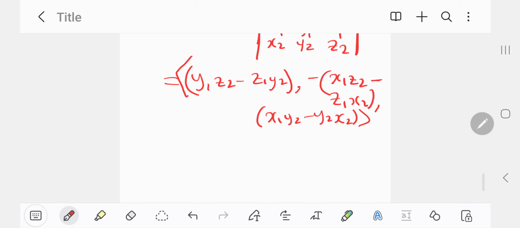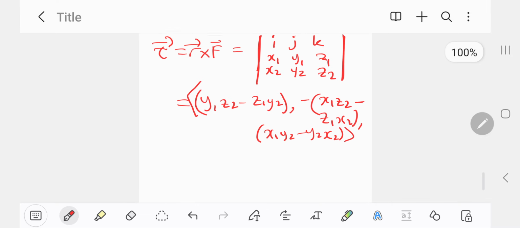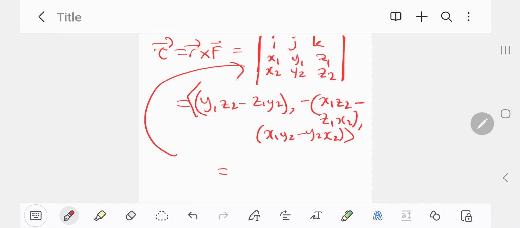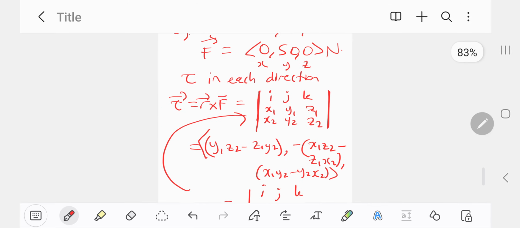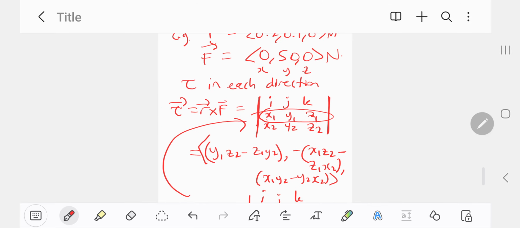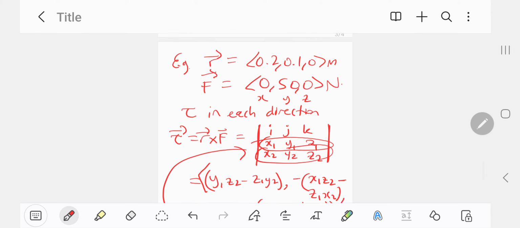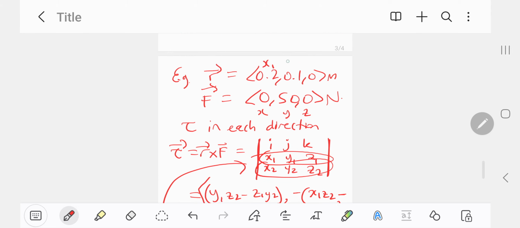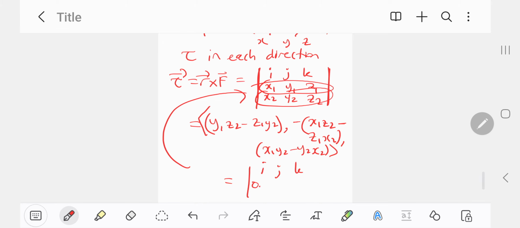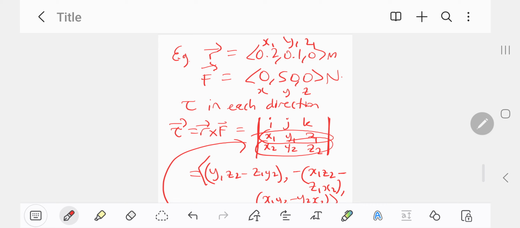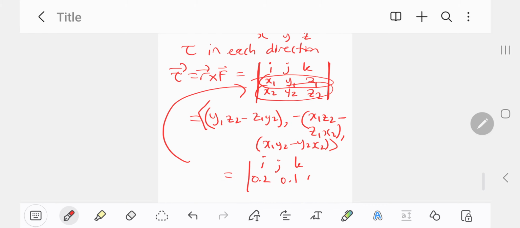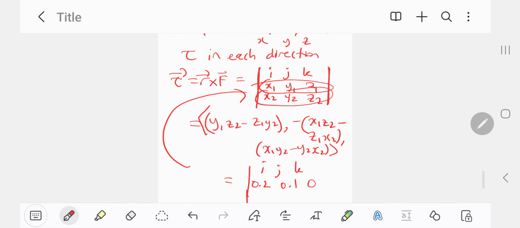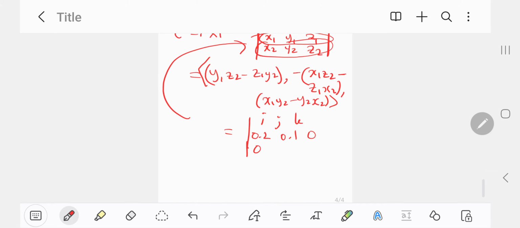And the rest is just, so that's the hard bit. The easy bit is just substituting. So I'll put equal sign here. I should have done this before, but that's okay. So for this bit here, the I, J, and K. So this here is for the R vector, and that's for the F vector. R vector is 0.2, so that's the X component, X1, Y1, and Z1. So X1 is 0.2, Y1 is 0.1, and Z1 is 0. F vector is 0, 50, 0, so 0, 50, 0.